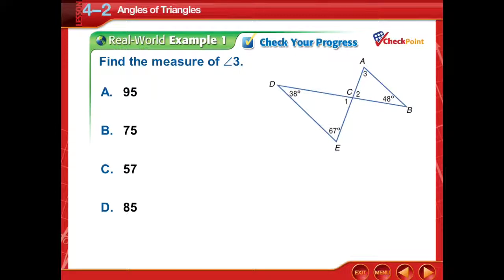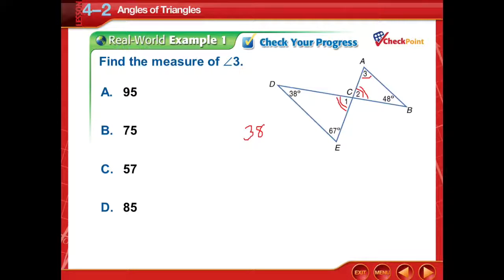So an example of how this would work: we want to find the measure of angle 3. Well, angle 3 is over here. And here's 48, here's angle 2, and here's angle 1. Because DE and AB are not parallel, I cannot just assume that those angles are the same. And I can see that angle 1 and angle 2 are going to be congruent because they're both vertical angles.